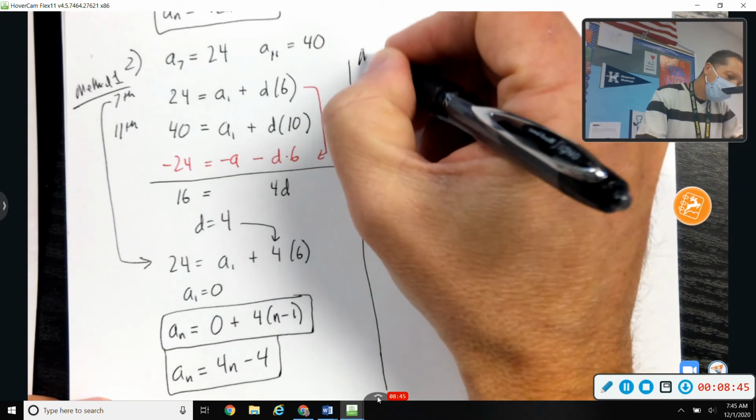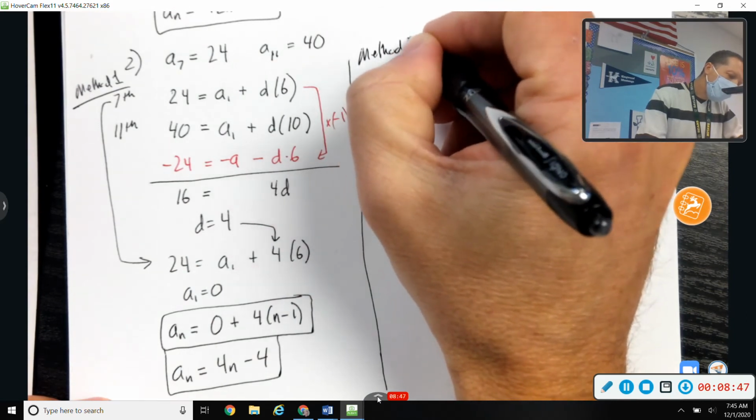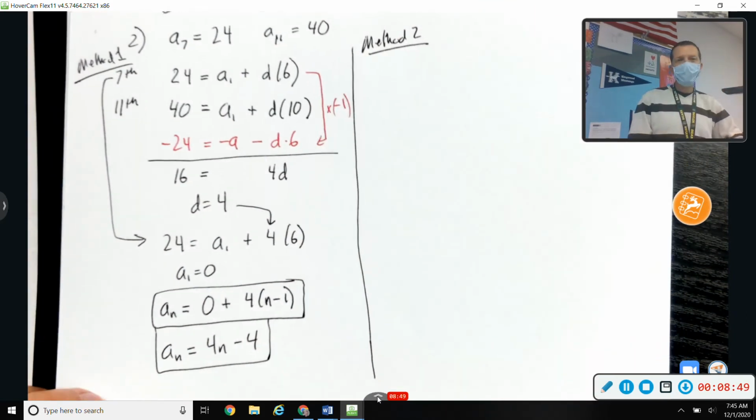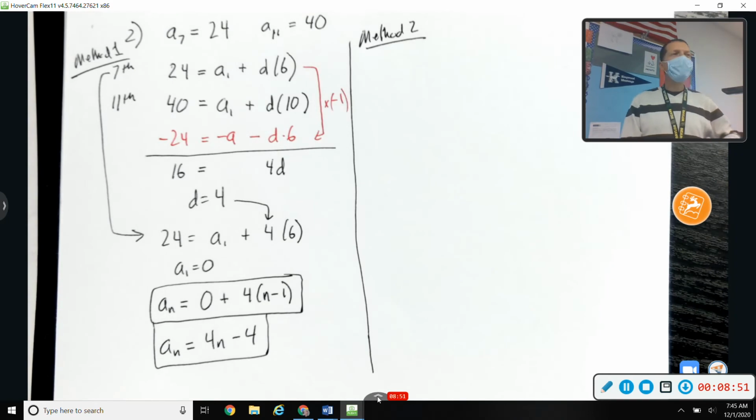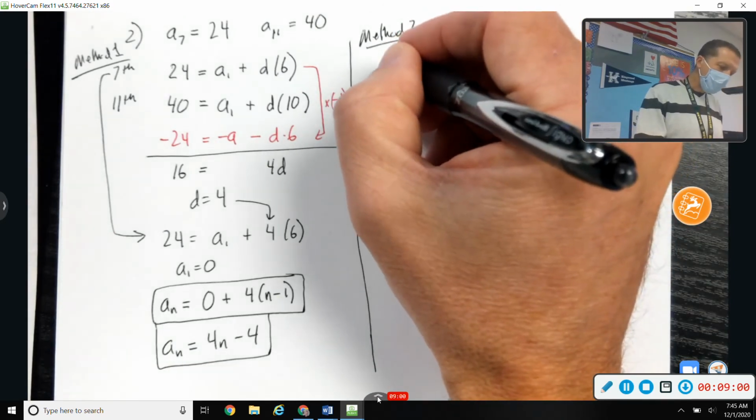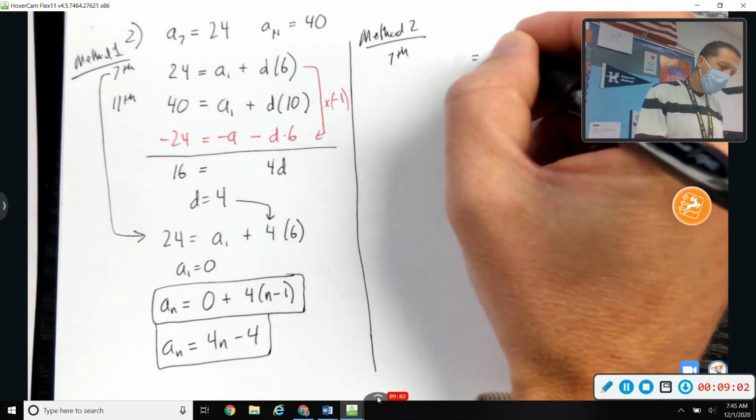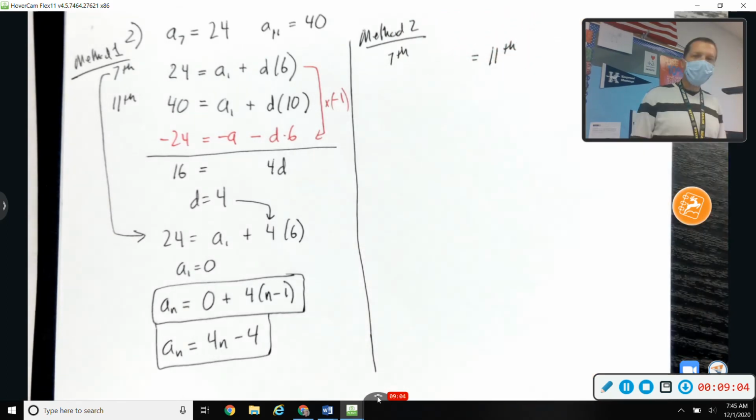Method 1, method 2. And again, this is if you don't have the information that you need, if you're trying to figure out A1 and D. All right, method 2. So I'm at the 7th step, or I'm at the 7th term.